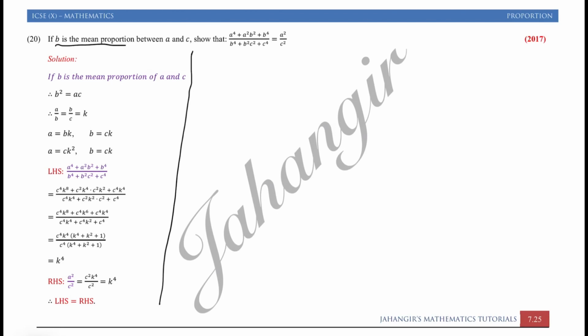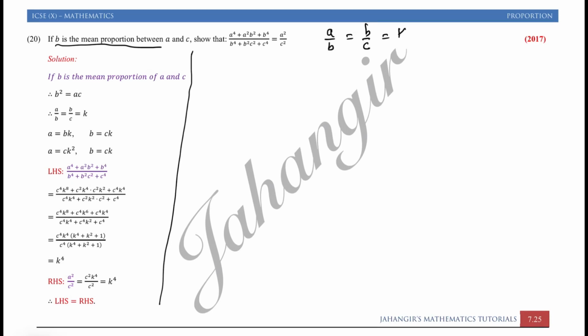This is again k method. This type of sum we did in exercise 7A. If b is the mean proportion of a and c, then we can write a upon b is equal to b upon c. When b is mean proportion, we can write in this way only.